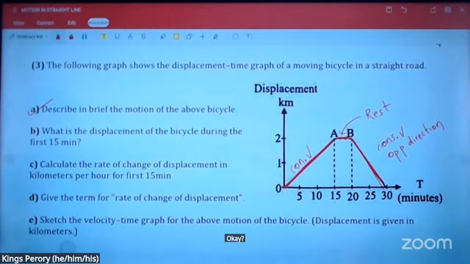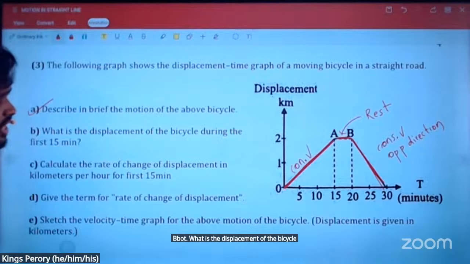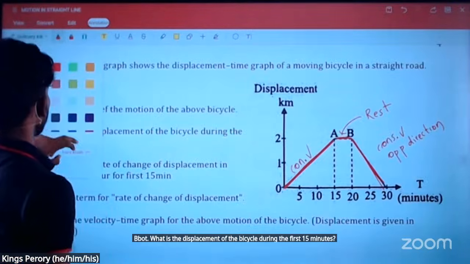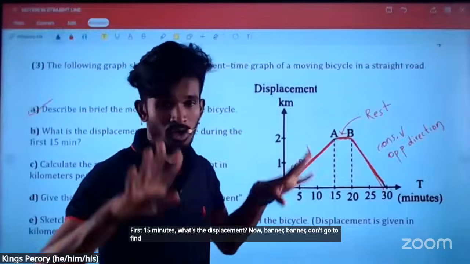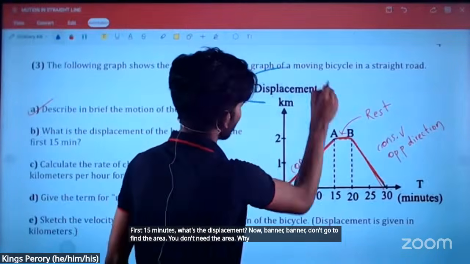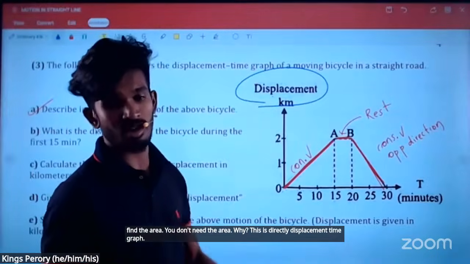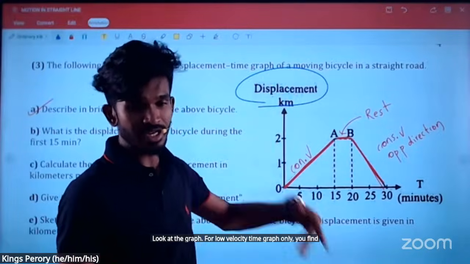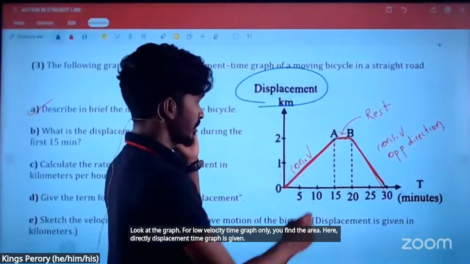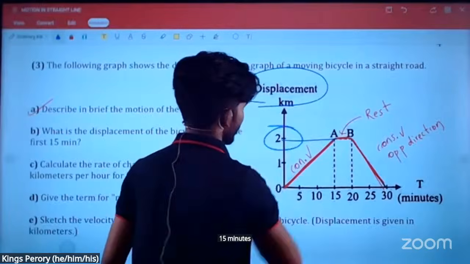B part. What is the displacement of the bicycle during the first 15 minutes? Now, don't go to find the area. You don't need the area. Why? This is directly a displacement time graph. For a velocity time graph only, you find the area. Here, the displacement time graph is given. 15 minutes, what's the displacement?